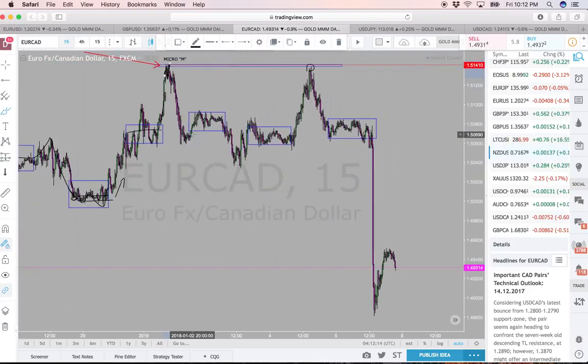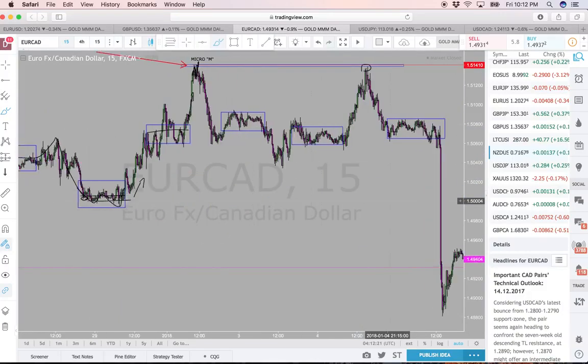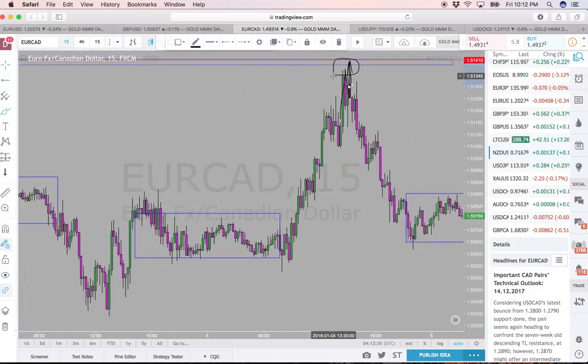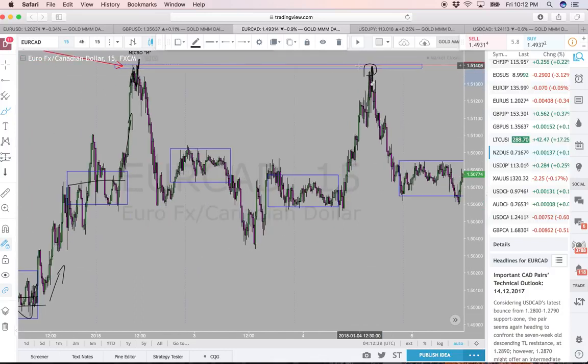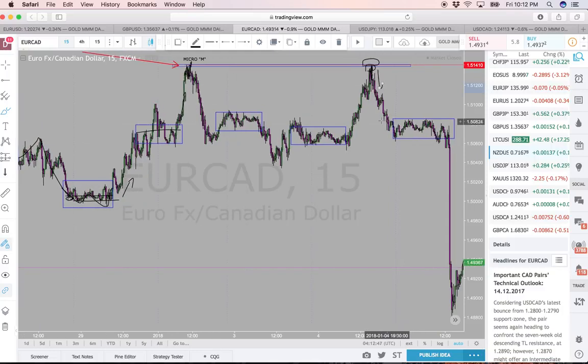Within that micro M, we then have this macro M, and within that macro M, we have the second leg micro M right here, which actually was a wick, and the spread was opened to catch any orders above this high, and then it moved down. Price moved down. We can see it moved down off of Asian range.